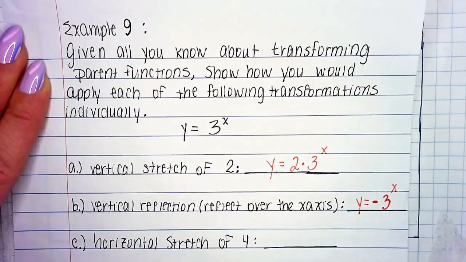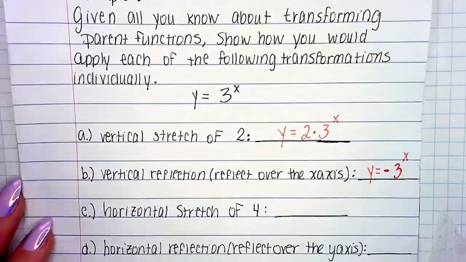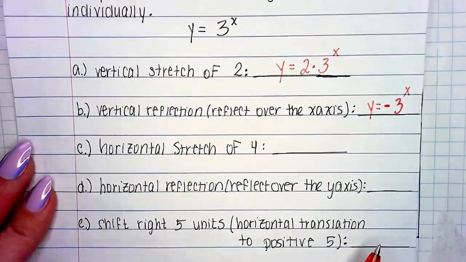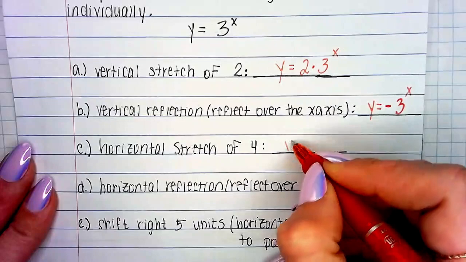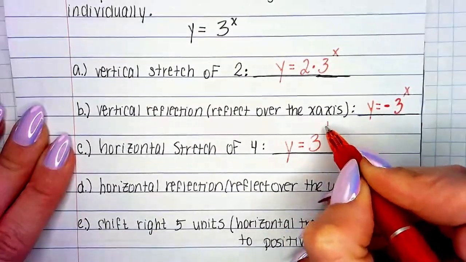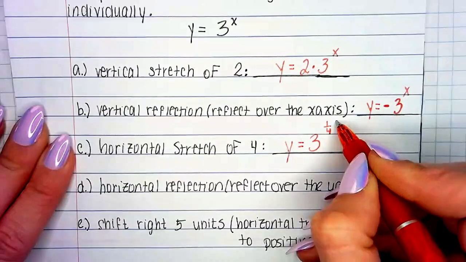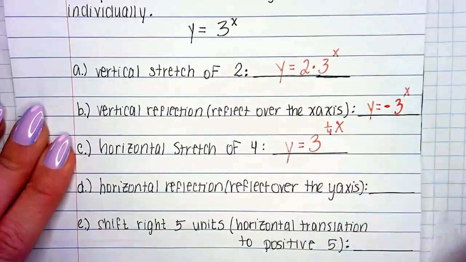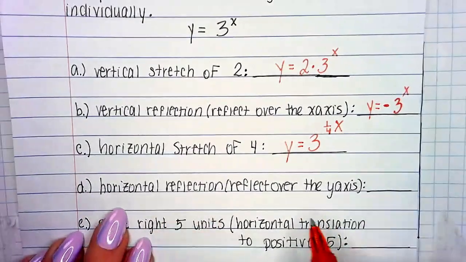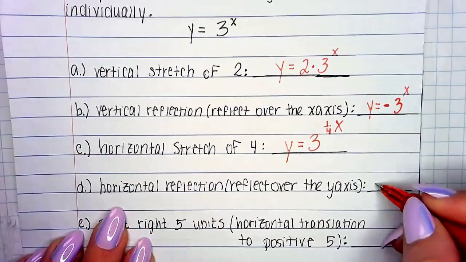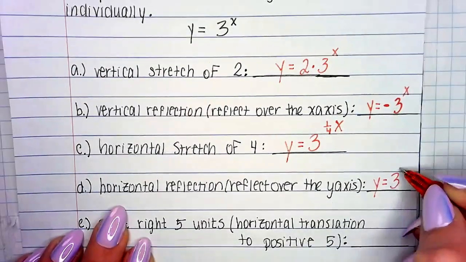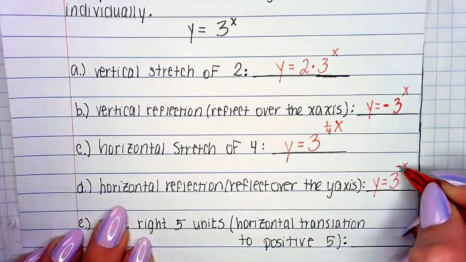What would a horizontal stretch of 4 look like in our equation, or in our function? y equals 3 to the 1/4 x. What will a horizontal reflection, or a reflection over the y-axis, look like? y equals 3 to the negative x.